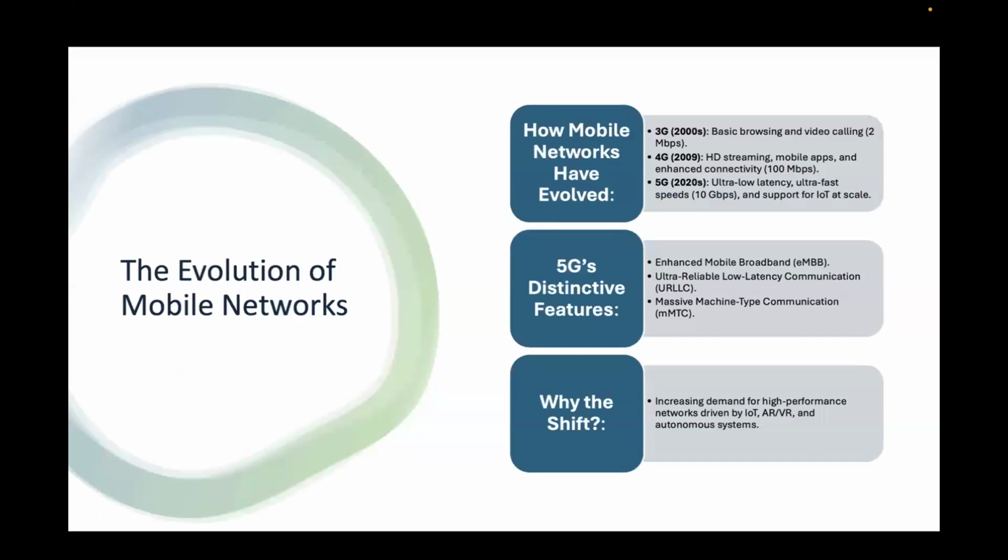First, let's talk about the evolution of mobile networks. To understand why this shift is necessary, let's take a quick look back. 3G introduced mobile internet, 4G gave us streaming and app-based services, and now 5G is unlocking things like real-time AI, remote surgeries, and autonomous vehicles. But here's the catch. These advanced applications demand a network that is not just fast, but also affordable, scalable, and energy efficient. That's where virtualization comes in.